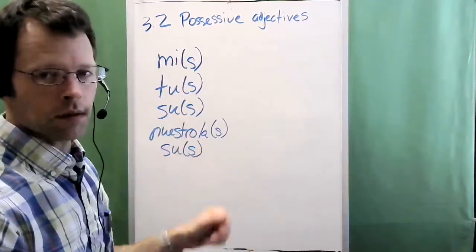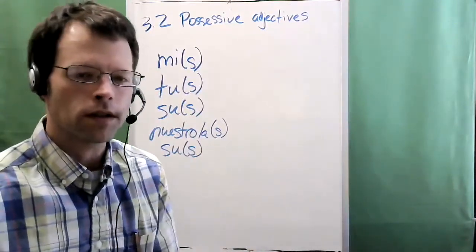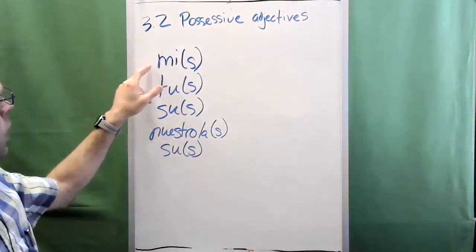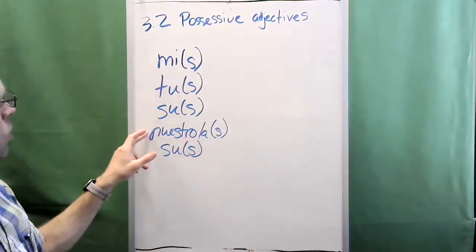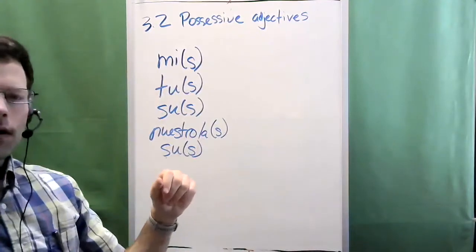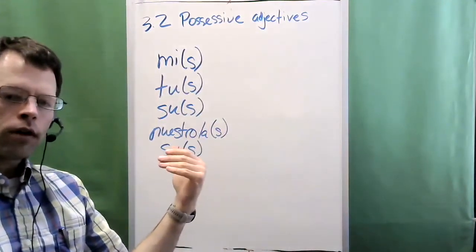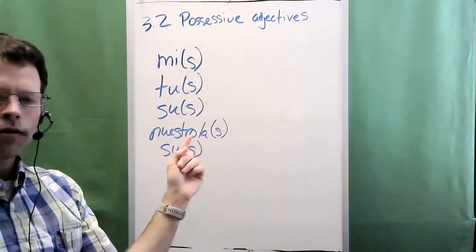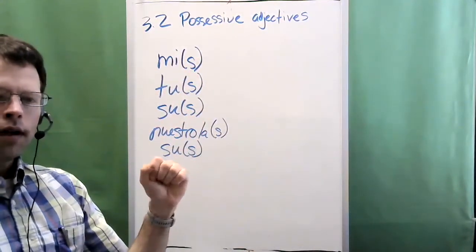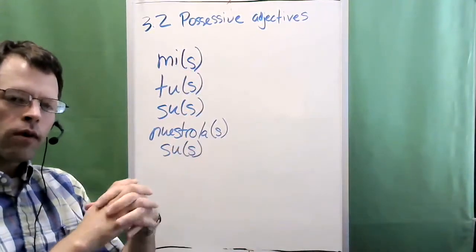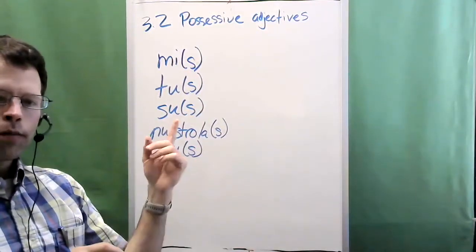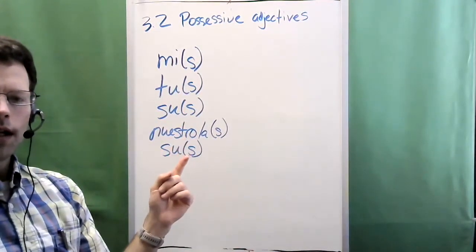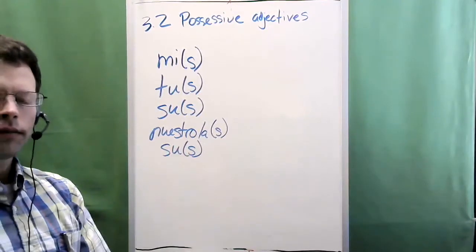All right, so that takes up a lot of the left half of the board, but that's totally fine. So we have 5 basic forms here: mi, tú, su, nuestro, su. And these correspond to the pronouns that you learned when we learned how to conjugate. Yo, tú, él, ella, usted, nosotros, ellos, ellas, ustedes. The reason they correspond is because they refer to first person, second person, third person, then first person again, and second and third person again.